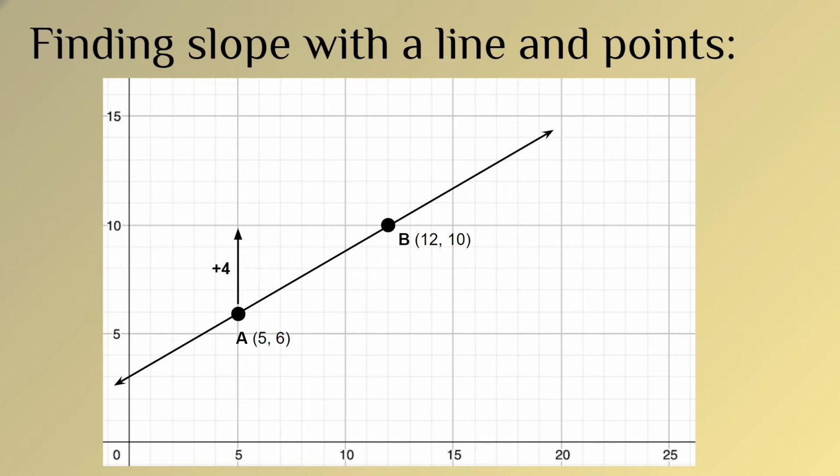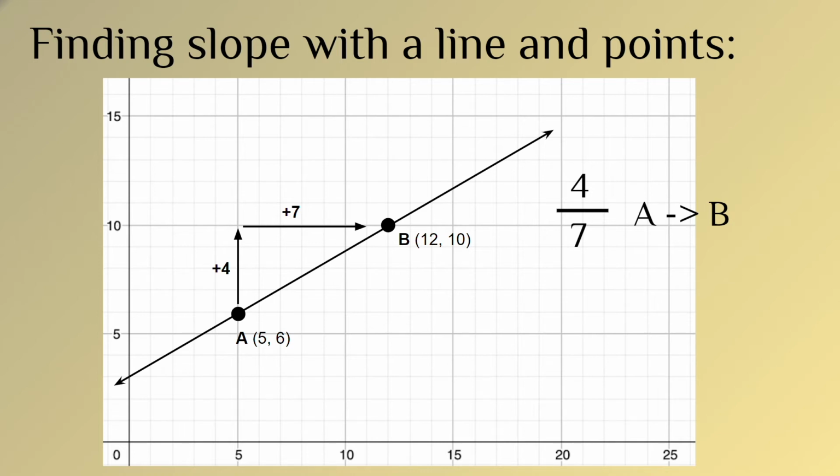Next, we must find the x change. I see the x value for A is 5, and the x value for B is 12, expressed like so. We can find the x change of A to B to be 7. If you remember our equation from before, which is the y change over the x change, we can find the slope of this line to be 4 upon 7. This would be the slope going from A to B.